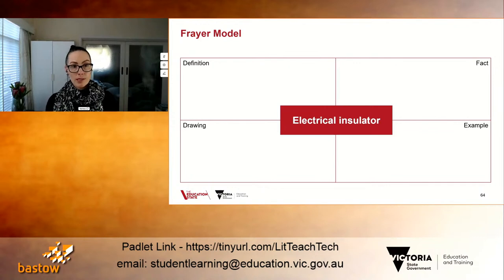The final strategy that I'm going to present is the Frayer model. The Frayer model is where you put the word in the middle. So in this instance, I've used electrical insulator, and then we have our students write a definition, a fact. They could do a drawing or a diagram and then provide an example. So it's just another way of getting multiple exposures to the words. So we're not going to do this for every single word. We're going to do this for the really important ones, okay?